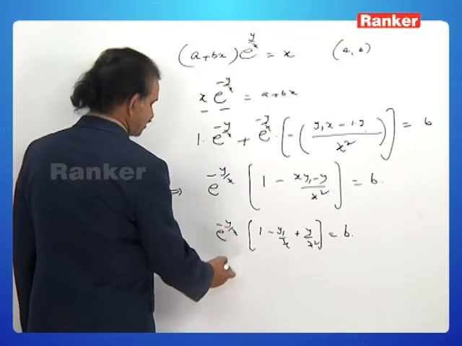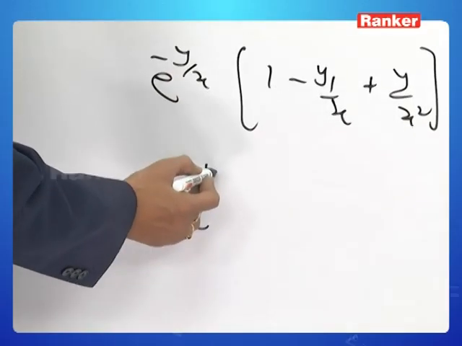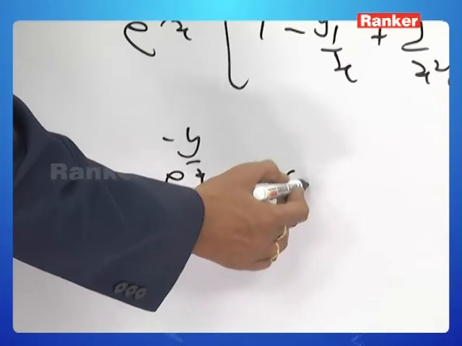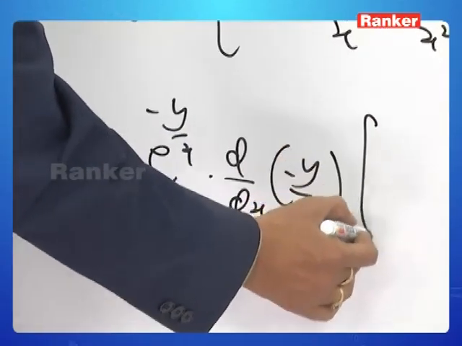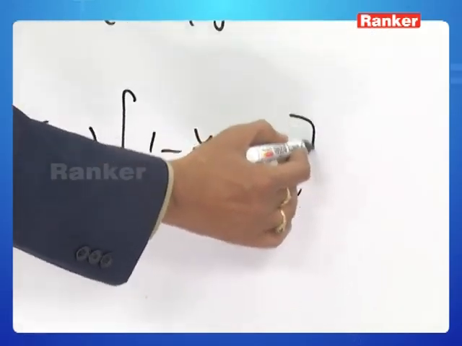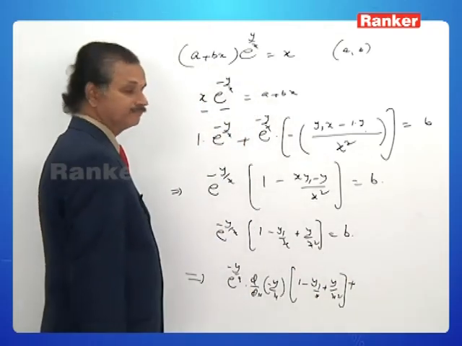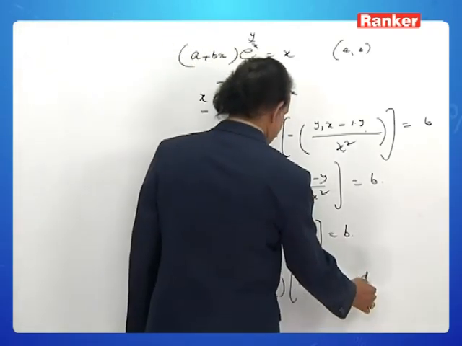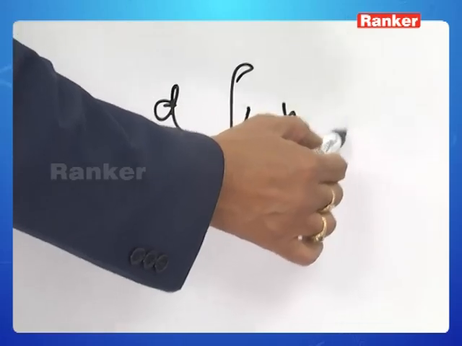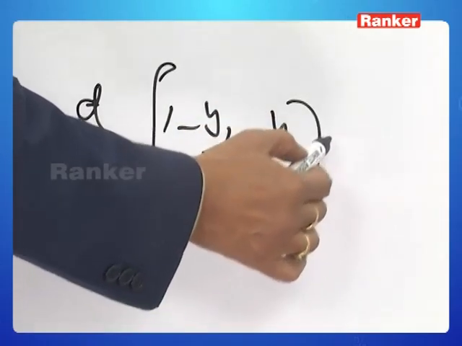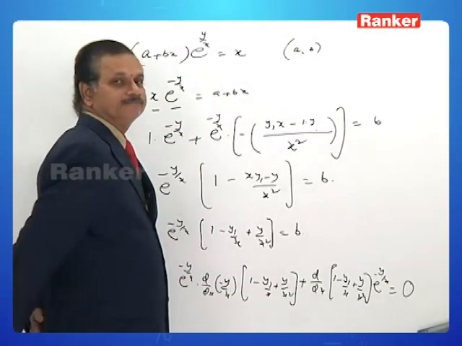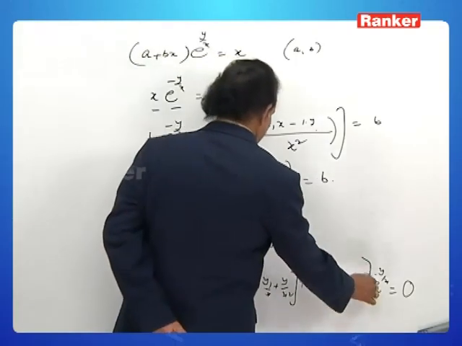U dash, that is e power minus y by x into d by dx of minus y by x into 1 minus y1 by x plus y by x square plus d by dx of 1 minus y1 by x plus y by x square into e power minus y by x is equal to 0.